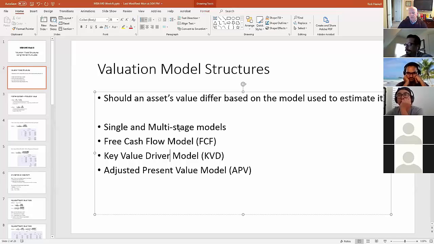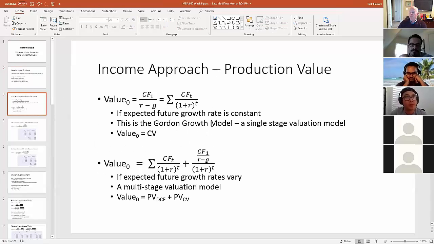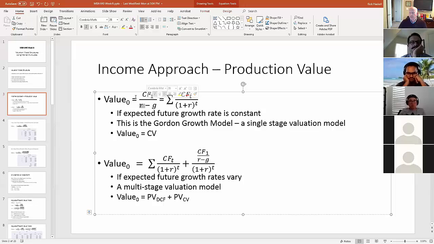So there are single stage models and there are multi-stage models. A single stage model would be some production value where we're able to generalize through a Gordon growth model construction the growth rate, and we believe the growth rate is going to remain constant, which is a pretty broad brushstroke. It's a bold assumption to make, but very often it's an assumption that is made. But we also know that using the Gordon growth model and this single stage construction, and when I say single stage, I'm talking about this equation right here as the single stage.